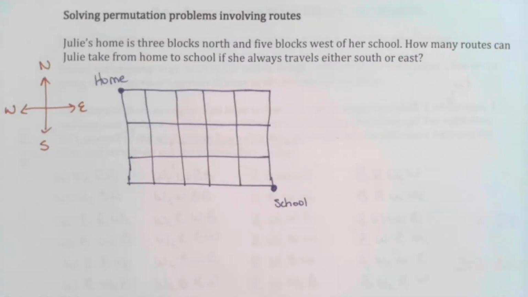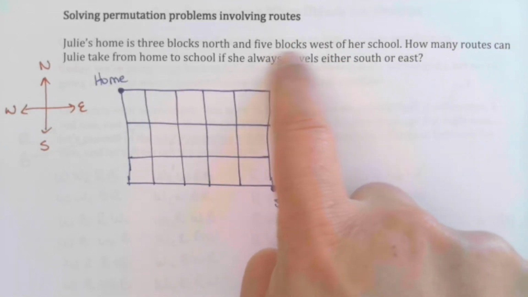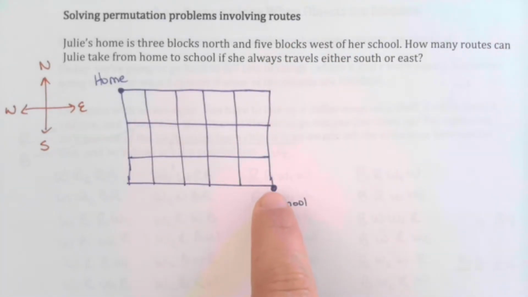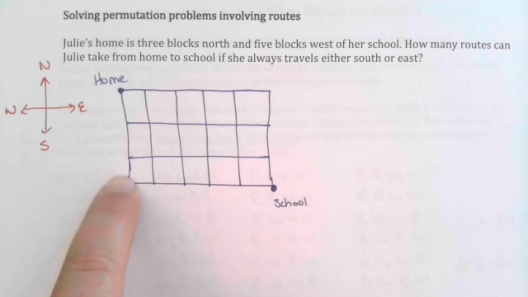So in this case it says Julie's home is 3 blocks north and 5 blocks west of her school. How many routes can she take from home to school if she always travels either south or east? So first of all, you have to know your directions. North, east, south, west. Line them up typically this way so that you know which direction she can go. She's going from home to school, and it's told us that they're 5 blocks west from school. So 5 blocks west, 3 blocks north to get home.